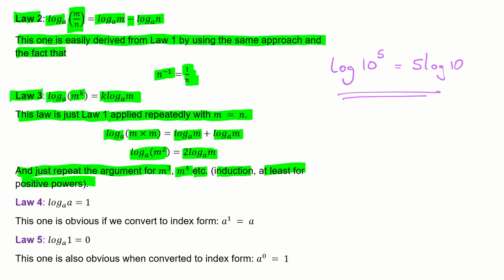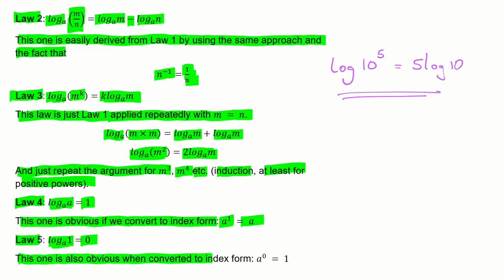Law 4 is log to the base a of a is 1. I've mentioned this one before. This one is obvious if we convert to index form. A to the power 1 is equal to a. And law 5 is log to the base a of 1 is 0. This one is also obvious when converted to index form. A to the power 0 is equal to 1. So I say they're obvious, but they're basically obvious if we know our index laws.